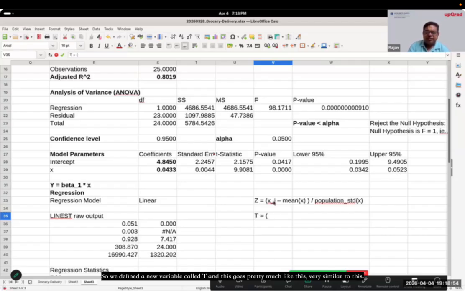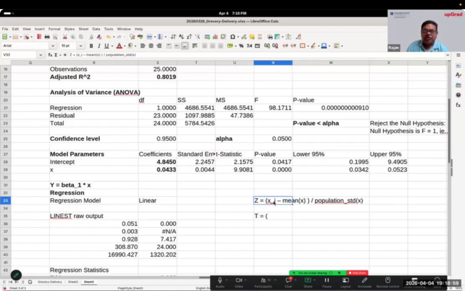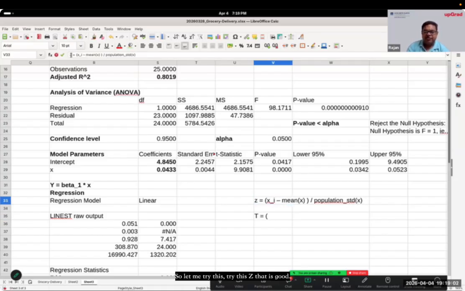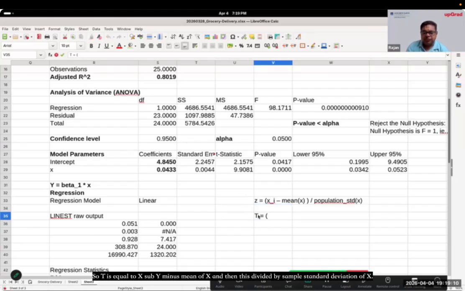He defined a new variable called T. It should be small t. So we would check whether each one of them is independent of each other. Let me try this. These two are independent of each other. We'll check their correlation first. If the correlation is poor, you should go ahead and build the model.